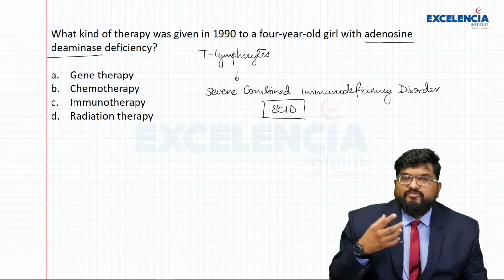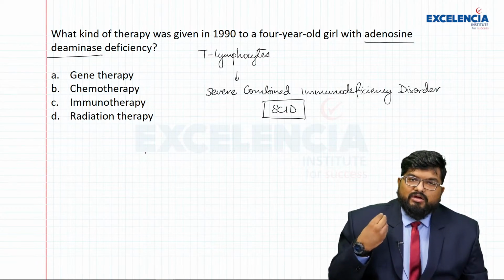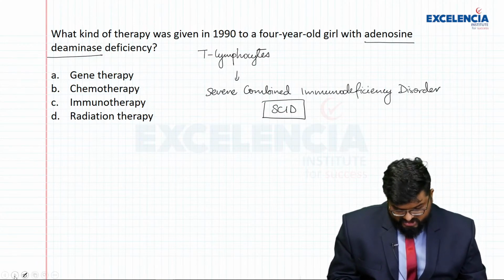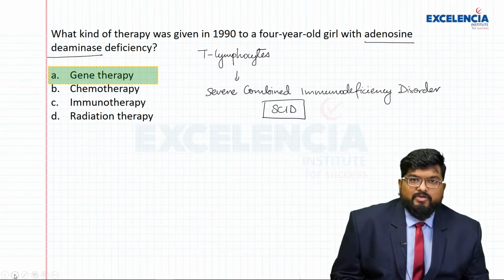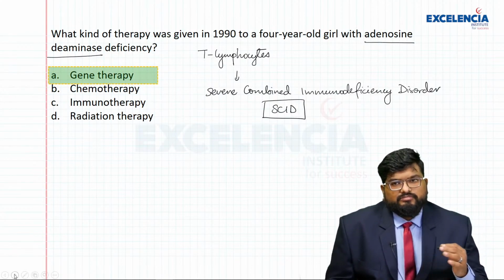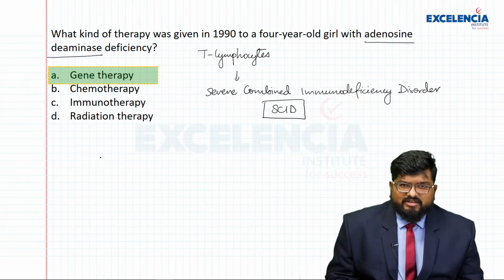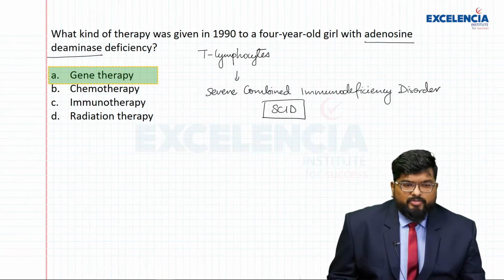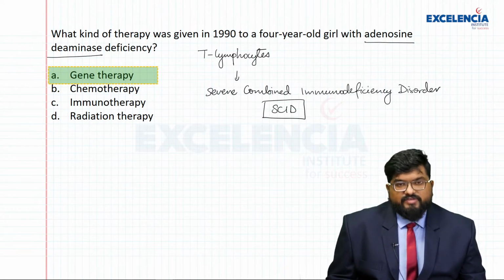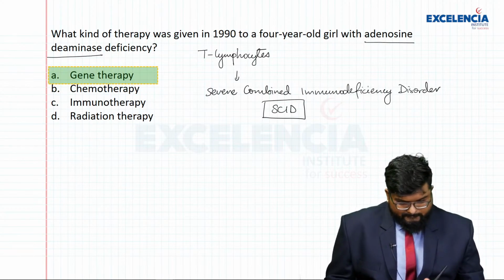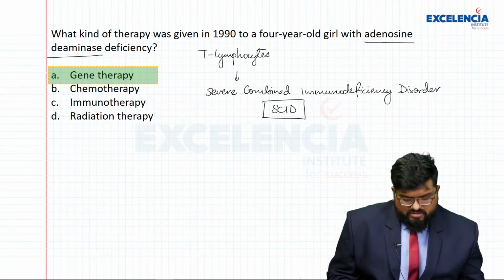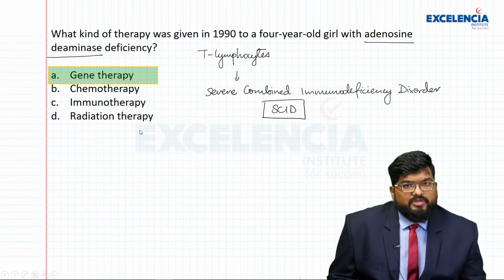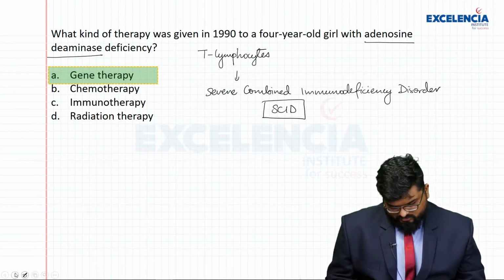So this was the first successful application of gene therapy, where a girl called Ashanti De Silva was provided with gene therapy for SCID, severe combined immunodeficiency disorder. Chemotherapy, radiation therapy, immunotherapy are cancer treatments.